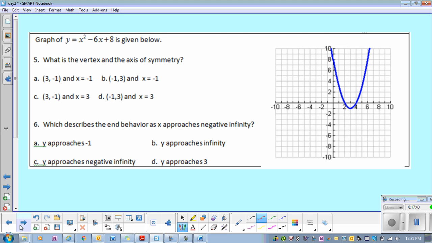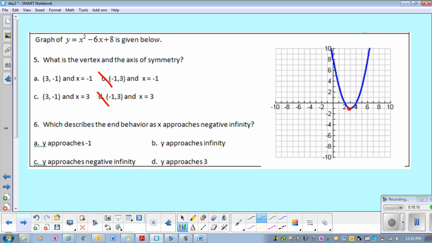All right, so the next one, the graph of y equals x squared minus 6x plus 8 is here. What is the vertex and the axis of symmetry? First of all, where is the vertex? It's 3, -1. Good. So we can get rid of B and D, because they have -1 as the x value. So it's C.